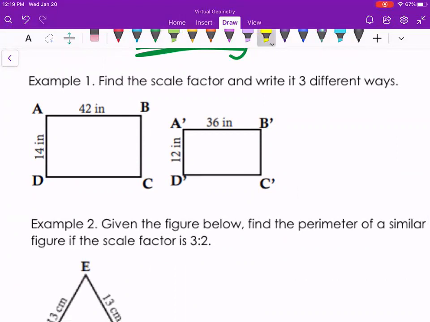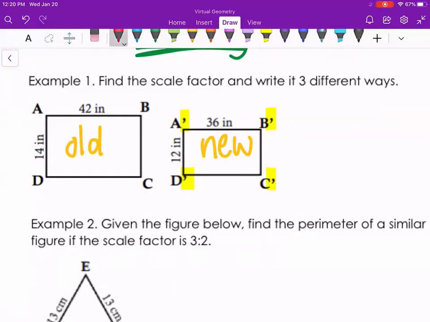Check out that small shape. Each of these letters has an apostrophe. That means that is the new shape: A prime, B prime, C prime, and D prime. Those are all your new shapes. When I look at the old one, none of the 4 letters, A, B, C, D, in the bigger one have any primes, apostrophes, which makes it the old one. First thing I notice, I got smaller. So when I find this scale factor, it has got to be smaller than 1.